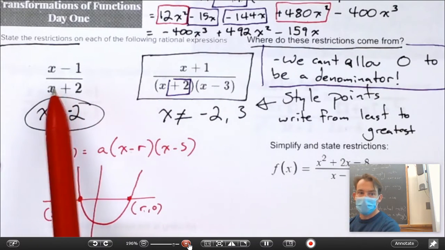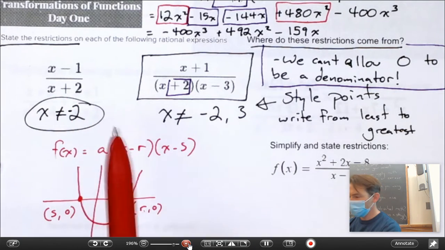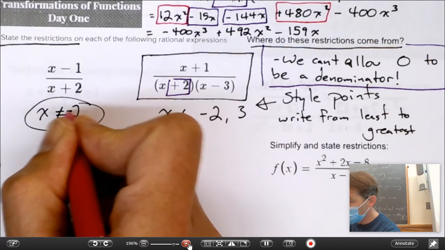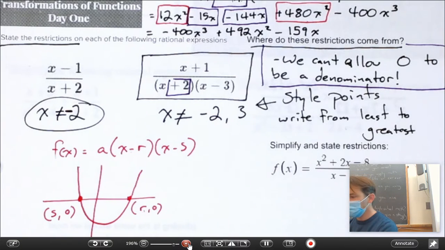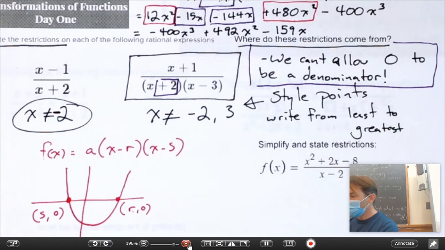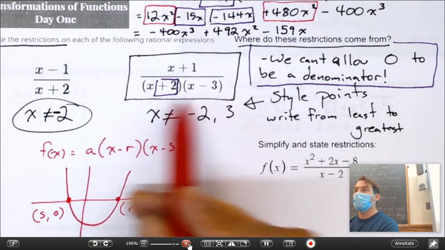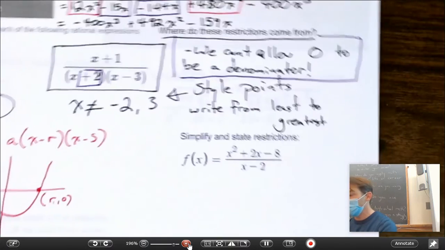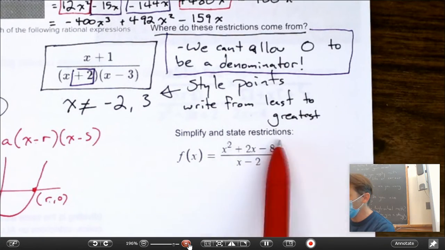This is x plus 2, and this is -2 here. Yeah, -2. X cannot equal -2. Yeah. So that's where we get our restrictions on these functions, is from the denominators of the fractions. Can't be 0. So let's take a look at a question like this.